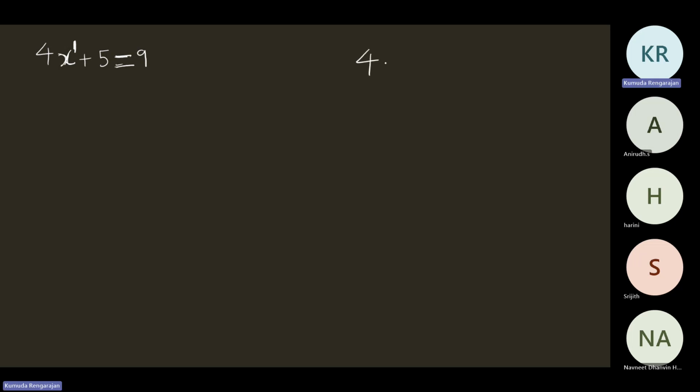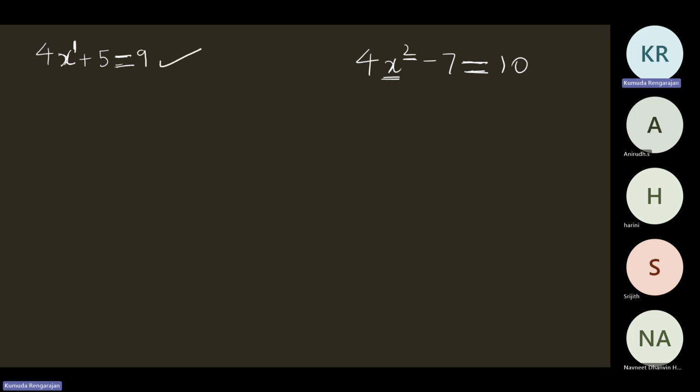Now, if you take this case, the power of the variable is 2. So this one is an equation, but it is not a linear equation. If you see the equal to sign, it's an equation. Linear means the power of the variable involved should be 1. If it is not 1, it is not linear.